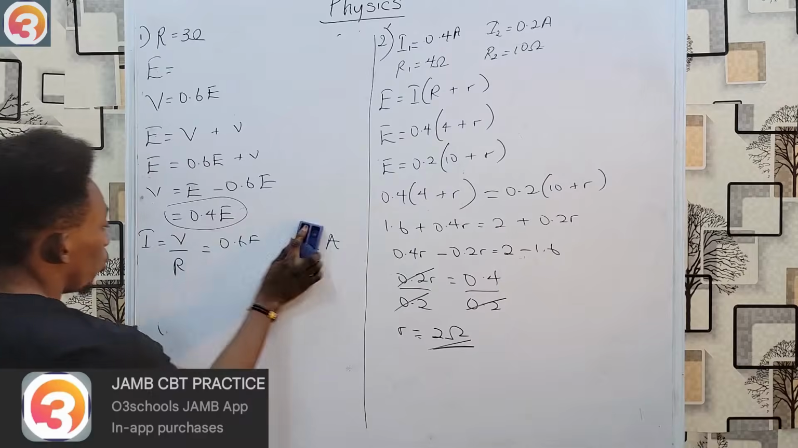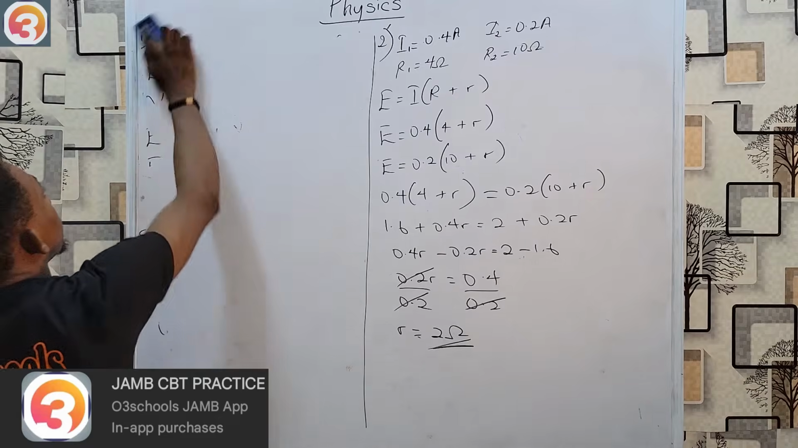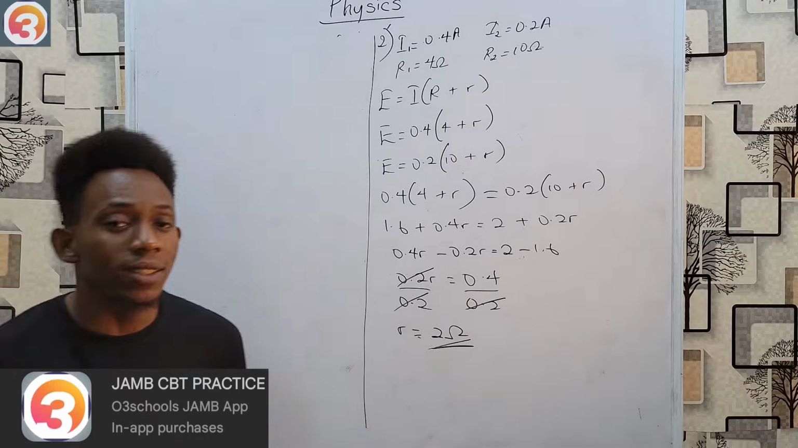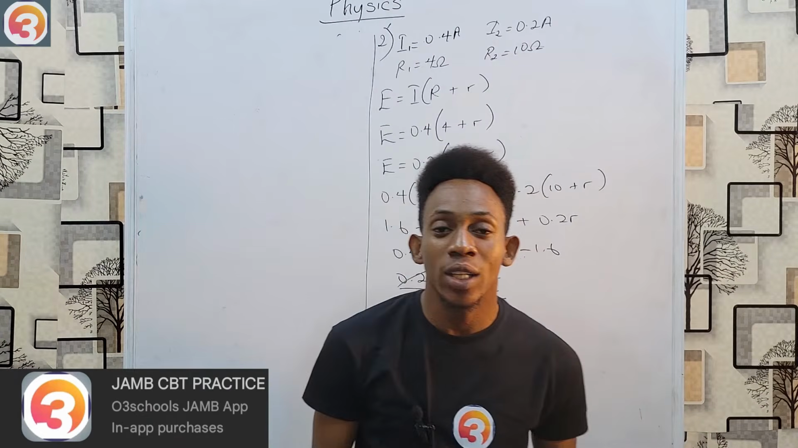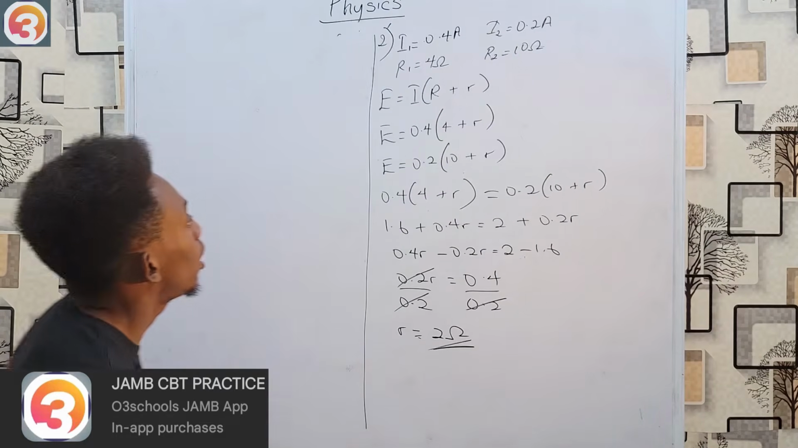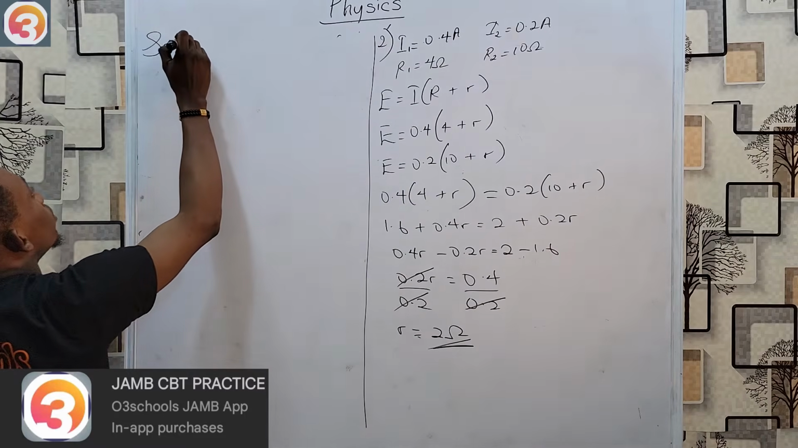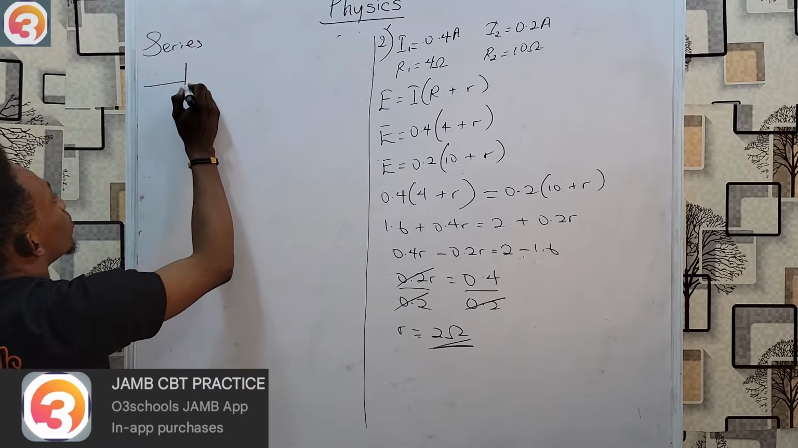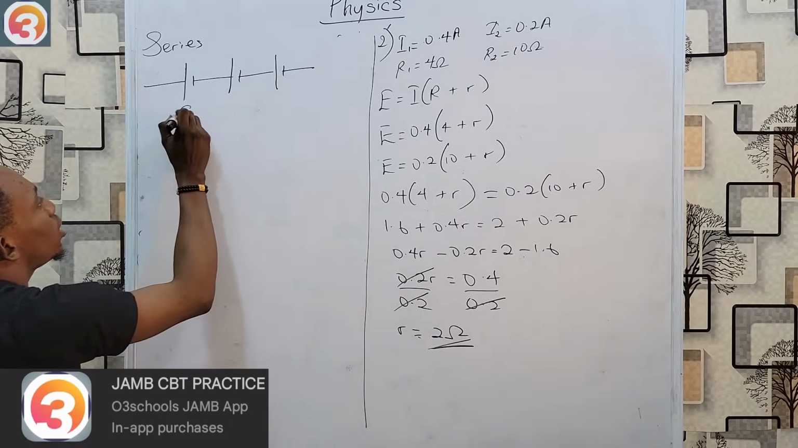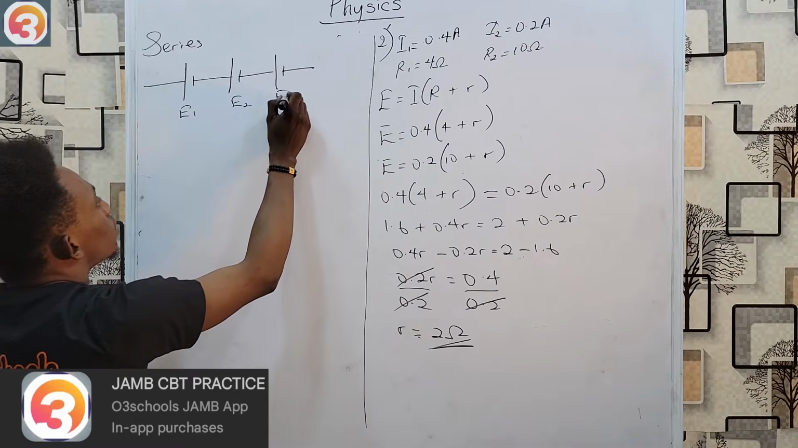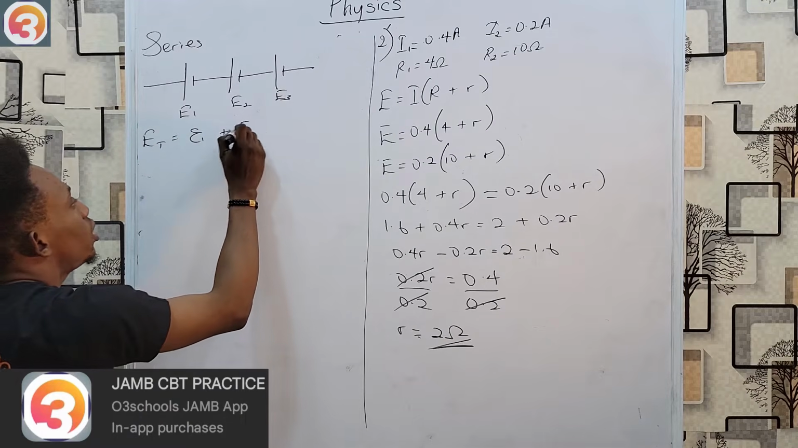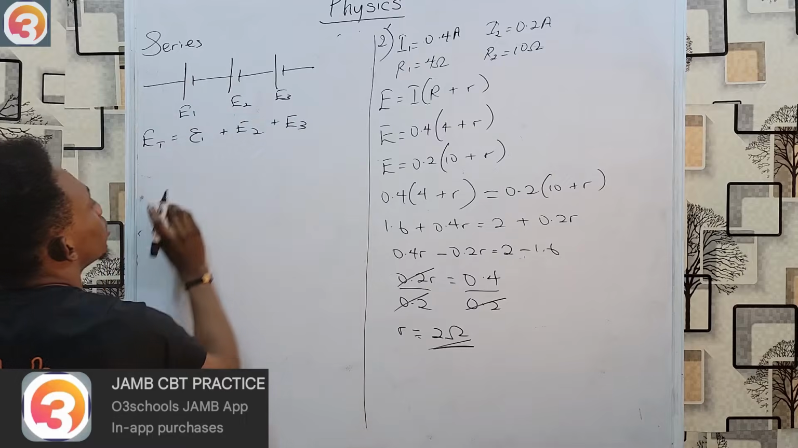In this case, we are going to look at a what-if analysis again. What if cells are connected in series and parallel, just like resistors and capacitors? Now, for a series connection of cells, if this is E1, E2, and E3, then the total EMF becomes E1 plus E2 plus E3.